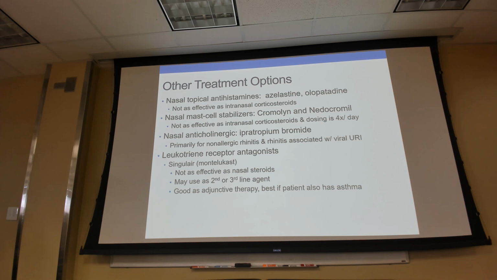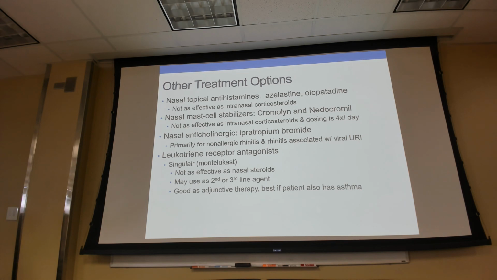I've never seen anyone use a mast cell stabilizer. Cromolyn is always out there and is always taught. Its dosing is 4 times a day. If I ask you parents out there to do something with your kids 4 times a day, how likely is that going to happen? It's not. So the dosing really precludes us from using that.